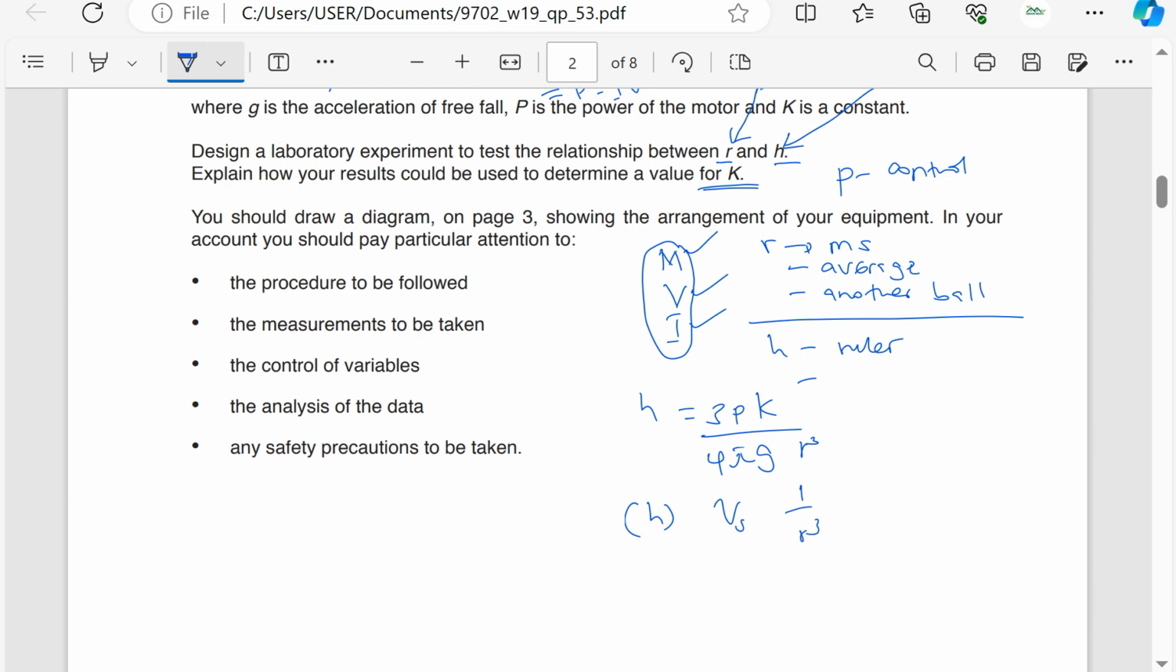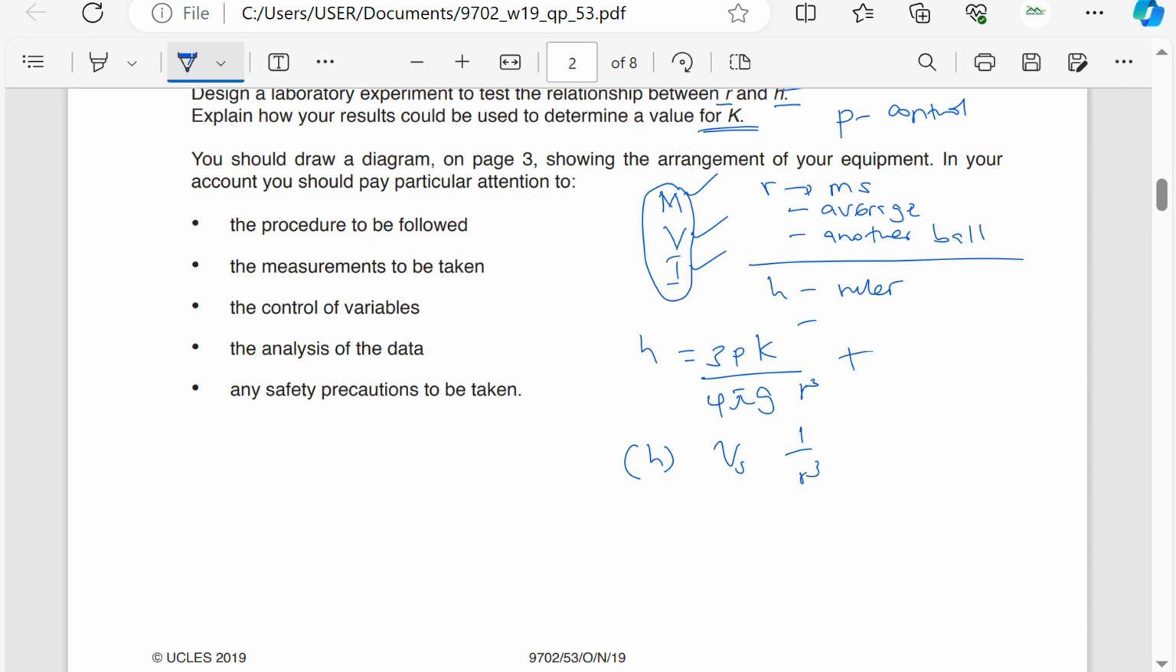And you notice that there is no y-intercept. If I compare with y equals mx plus c, there is no y-intercept, so this graph will go through the origin. So the student knows that this line goes through 0, 0. Since it goes through the origin, you also compare m with this quantity here, and the student will see that the gradient is going to be 3pk divided by 4 pi times g. That will be the gradient.